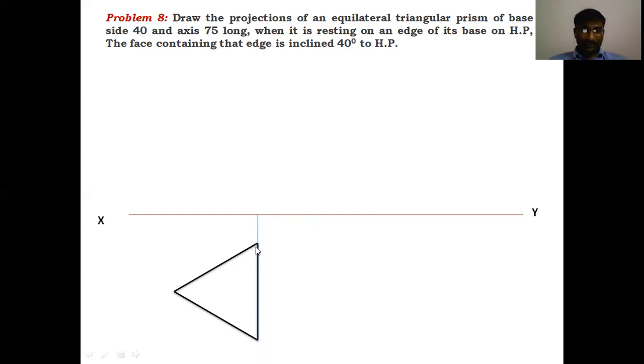By using that edge, based on that edge, you have to construct a triangle, an equilateral triangle. Okay.